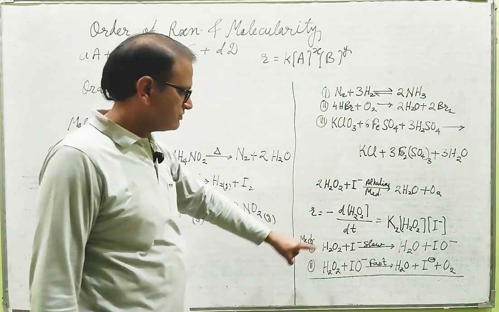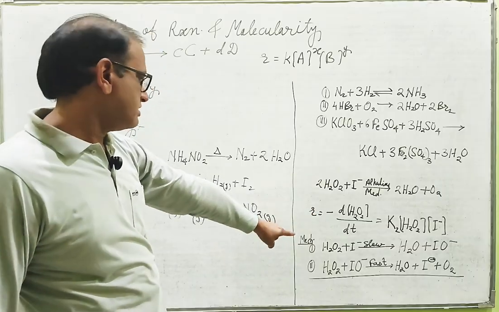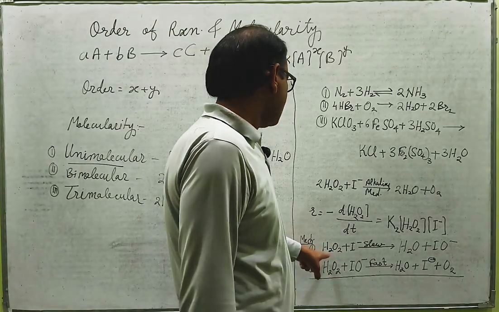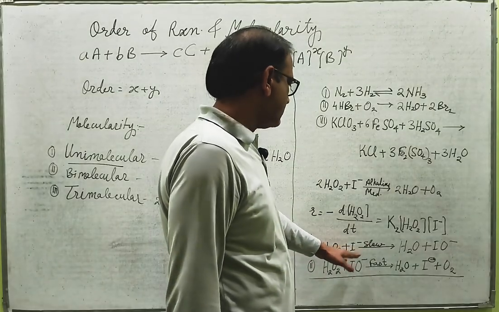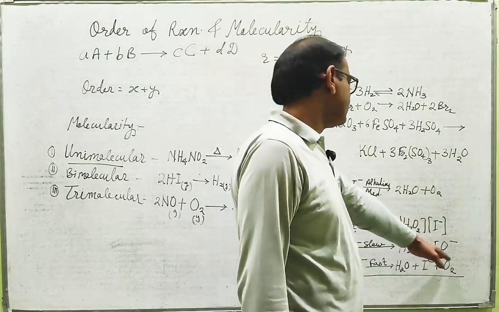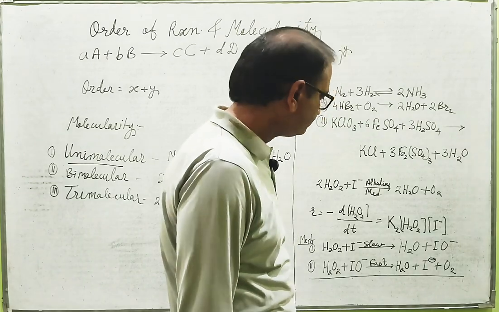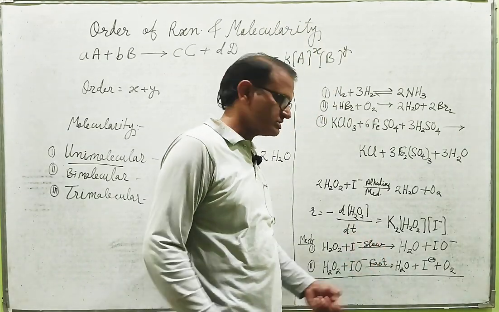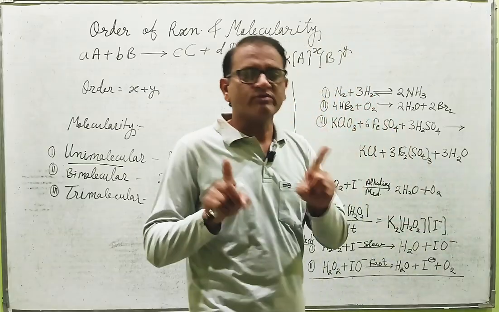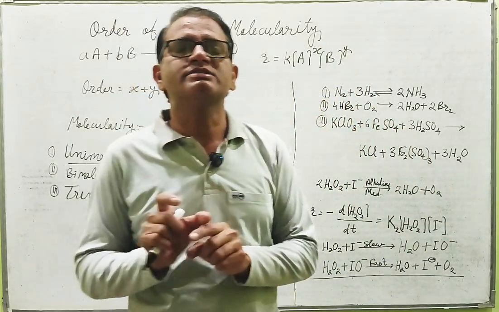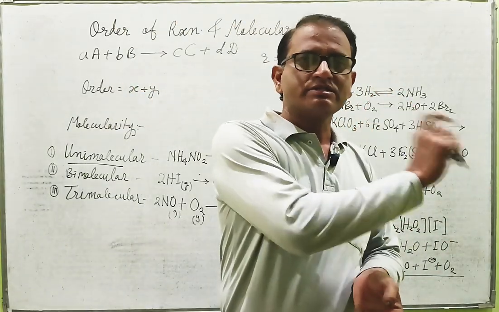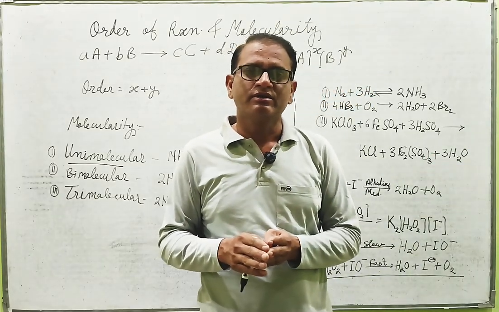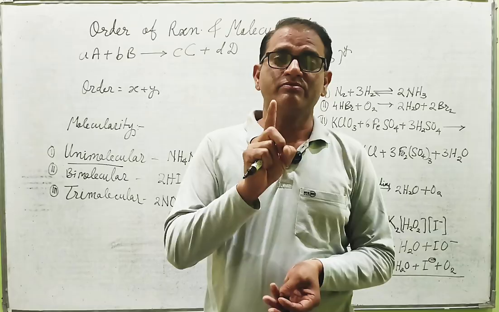Now see the mechanism of this reaction. In the first step, H2O2 reacts with iodide ion and gives H2O and hypoiodate ion. This is the slowest step, and the slowest step of a reaction is called its rate determining step, because when the reaction completes, the slowest step will determine it.